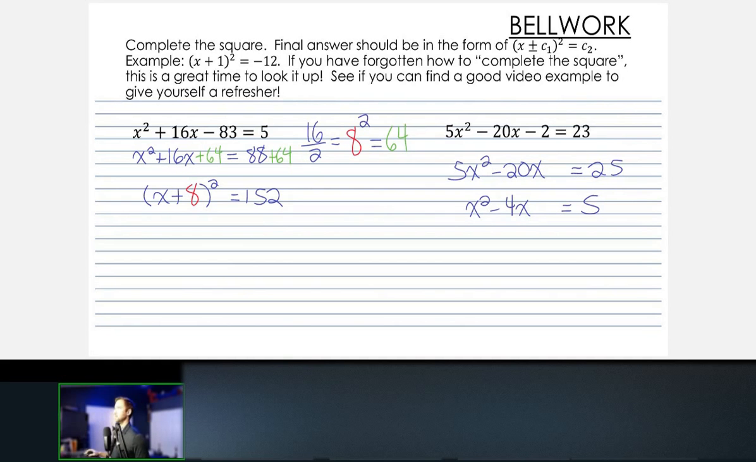Okay, next. Now we're going to split the middle term. So remember, and don't forget the sign, we take negative 4 and you're going to divide by 2.